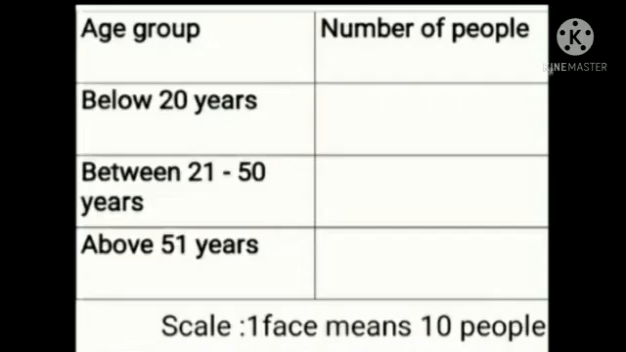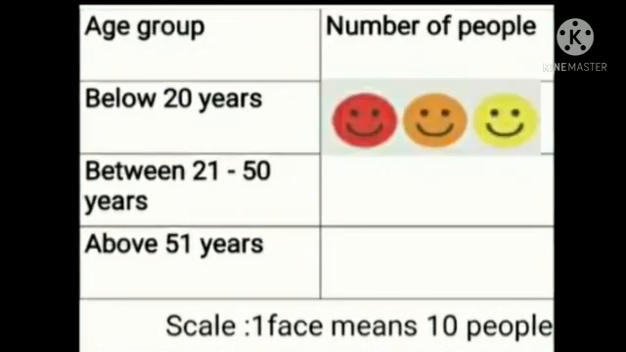On the left hand side we have written age groups. On the right hand side, number of people. So age groups are below 20 years, between 21 to 50 years and above 51 years. Scale we have taken as one face means 10 people. So students, below 20 years are represented as 30. So 30 divided by 10 gives you 3. So 3 faces of people we are going to show below 20 years.